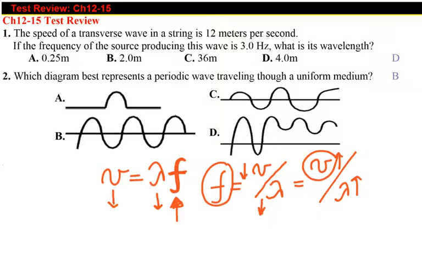In this case, which diagram best represents a periodic wave, repeating over and over, traveling through the uniform medium? Because it's a uniform medium, the medium is not thicker or thinner, so the velocity is not going to change. So the frequency and the wavelength should not change. This one has a change in wavelengths and the amplitude. This one has a change in things. This one is just one wave. So it looks like B.